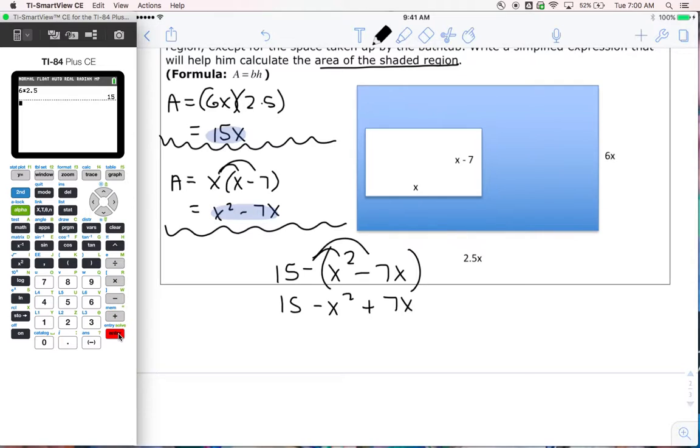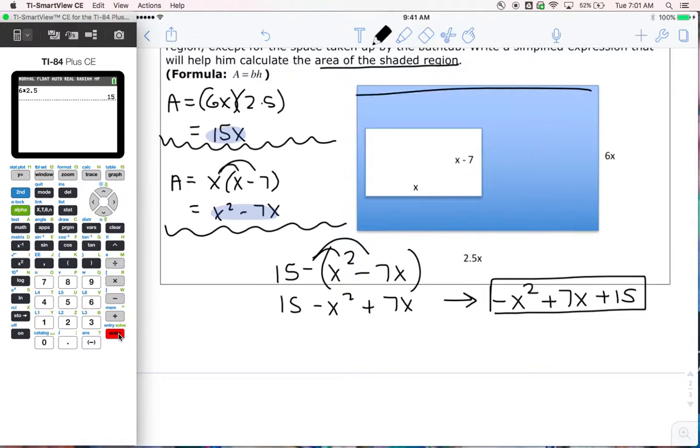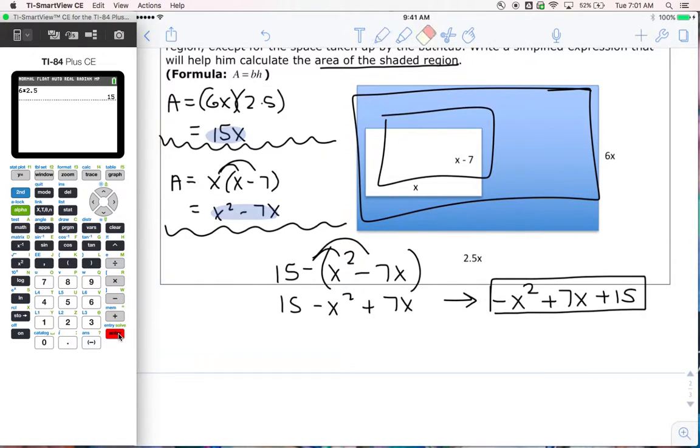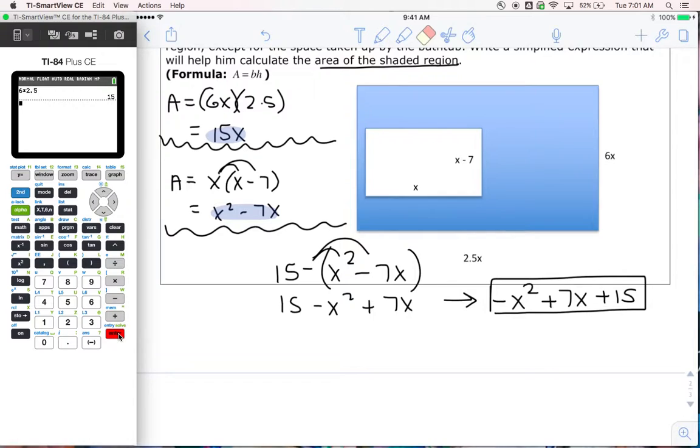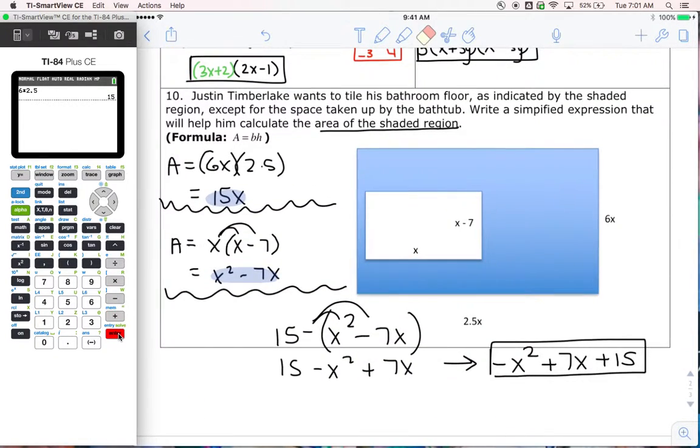If I wanted to make it a little bit better, I would put the x squared term in the front, so negative x squared, and then my 7x, and then my 15. And that would be my final answer for the area of this big blue box subtracting this smaller box for the bathtub.